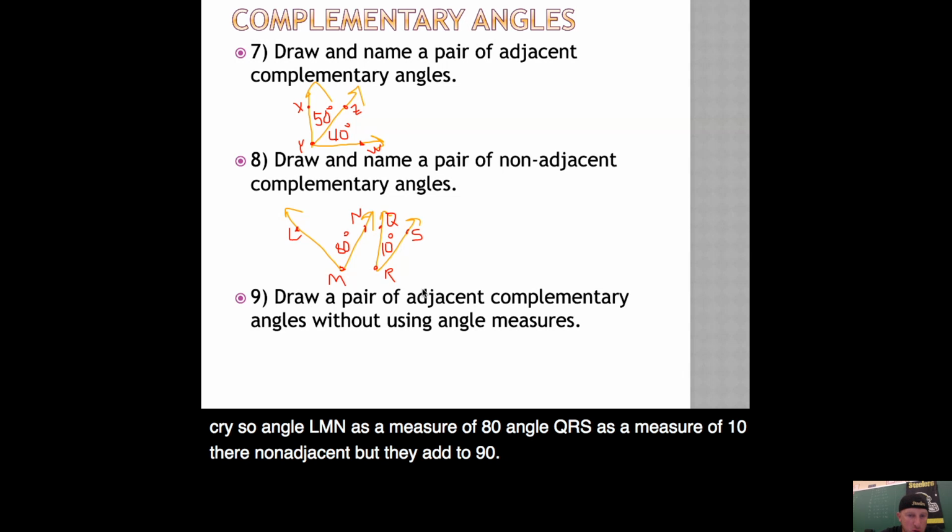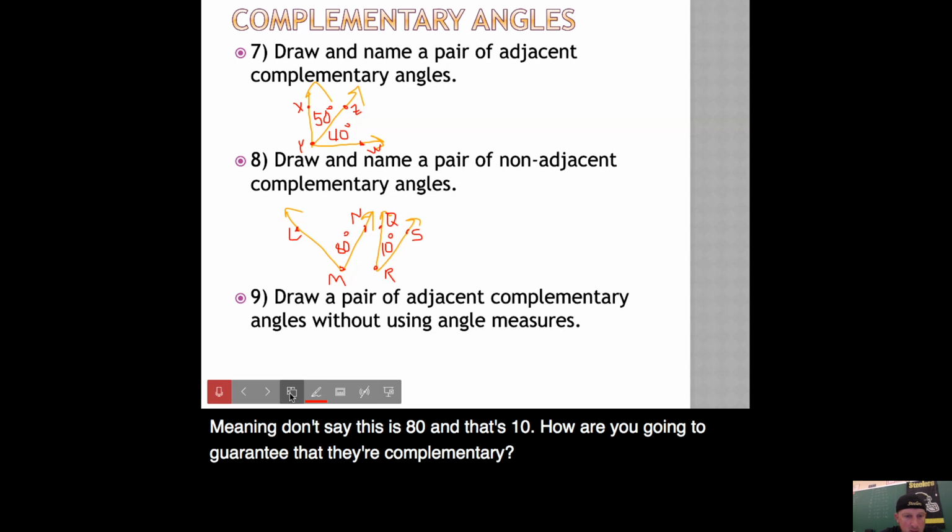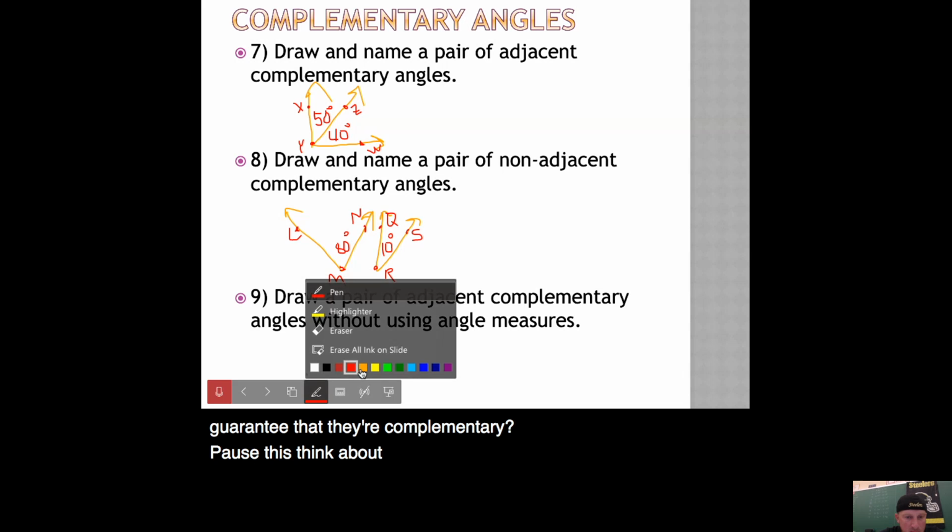Number 9, draw a pair of adjacent complementary angles without using angle measures. Meaning, don't say this is 80 and that's 10. How are you going to guarantee that they're complementary? Pause this, think about it, and then try to come up with something.